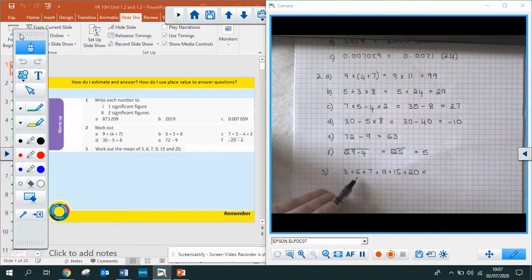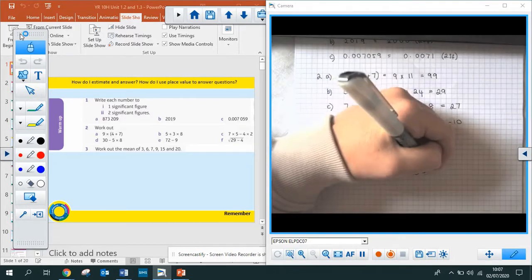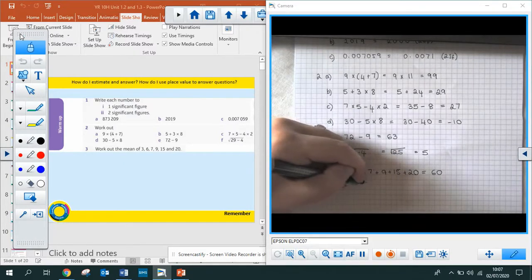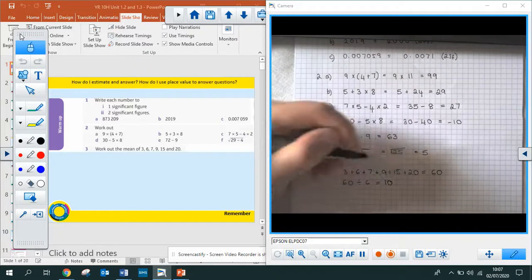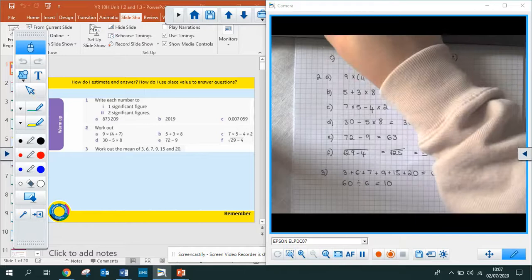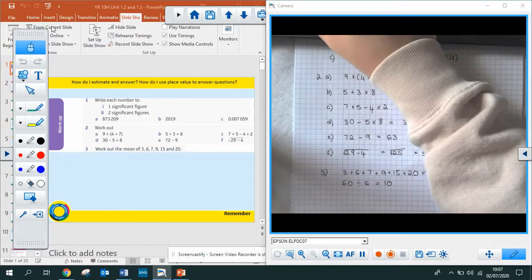3 plus 6 is 9, plus 7 is 16, plus 9 is 25, plus 15 is 40, plus 20 is 60. And we have got 1, 2, 3, 4, 5, 6. So I then need to do 60 divided by 6, which gives me 10. So my mean is 10. Okay? So let's move on.